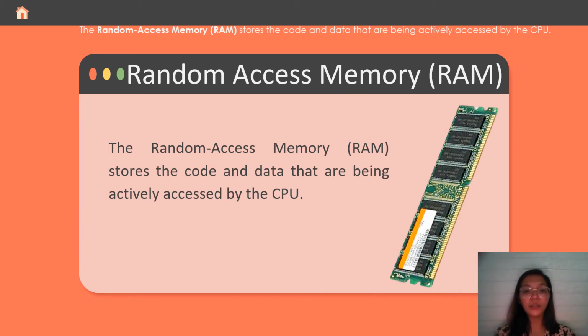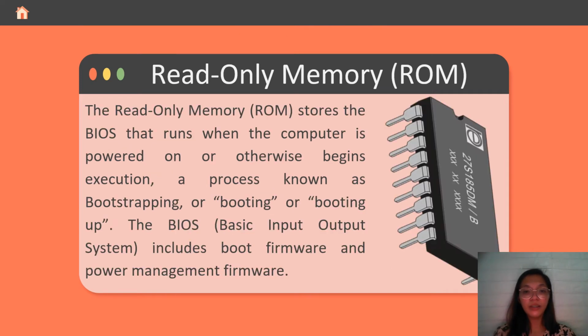So the random access memory or the RAM stores the code and data that are being actively accessed by the CPU. Next one po is the read-only memory or the ROM. The read-only memory or the ROM stores the BIOS that runs when the computer is powered on or otherwise begins execution, a process known as bootstrapping or booting up.